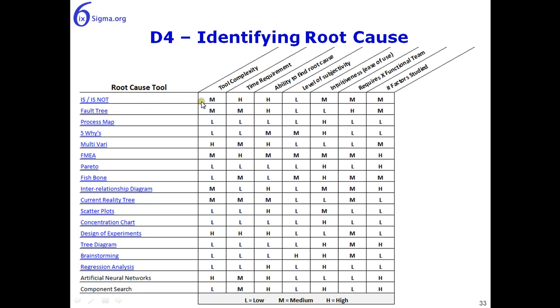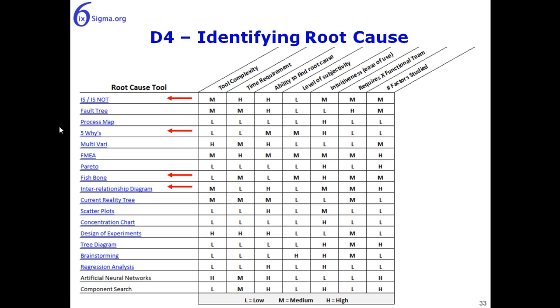So, for example, the is, not. The tool complexity, it isn't an easy tool, but it's not overly complex, so I put it here as sort of medium complexity. It is quite a high time requirement, although it does have quite a high ability to find root cause. The level of subjectivity is quite low in this tool. It's not entirely intuitive, so I put this at sort of medium. It does require a cross-functional team, and the number of factors that it can potentially identify is actually pretty good. All right, so I've done that for each of these.